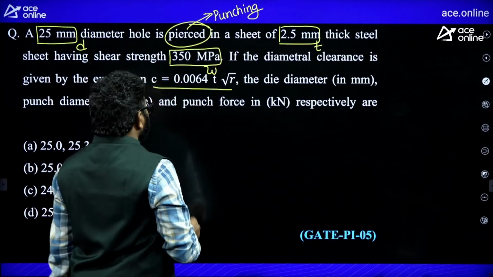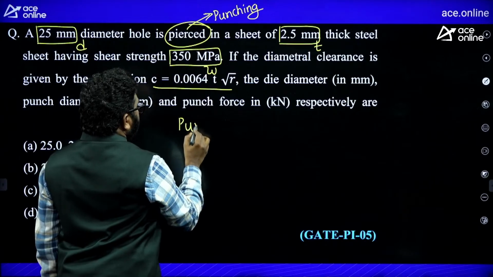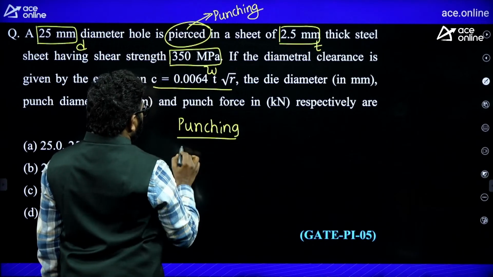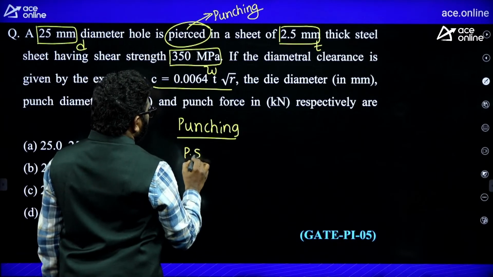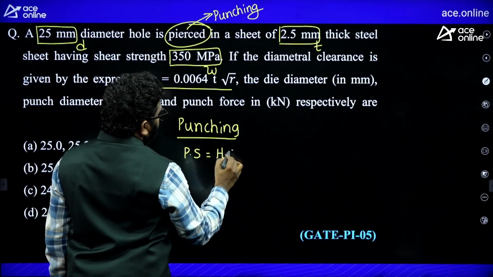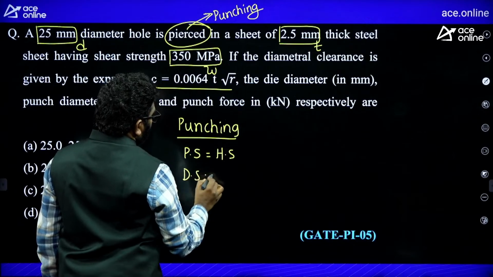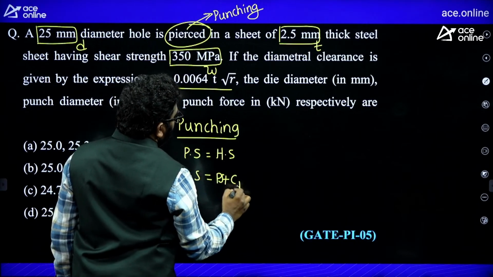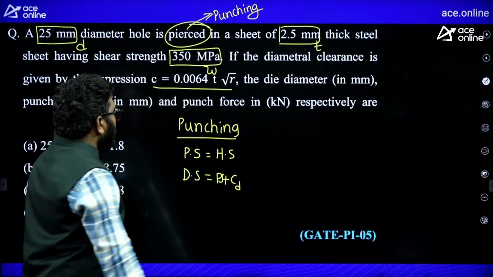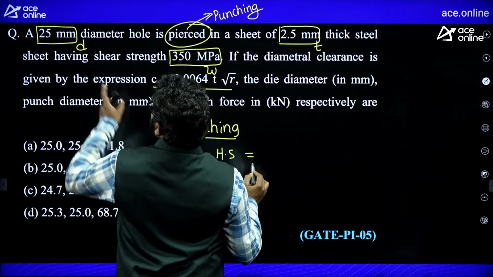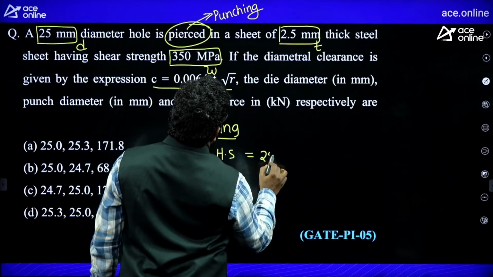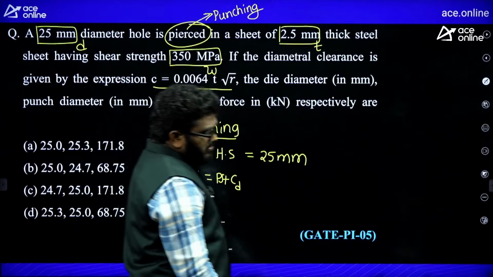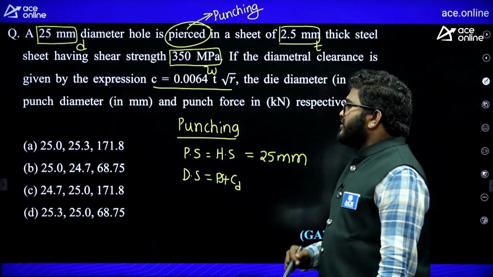In case of punching, remember, clearance is provided on a die. So punch size is equal to hole size. Die size is equal to punch size plus diametrical clearance. So punch size is equal to hole size, that is 25 mm. So die size must be greater than 25 mm. Simple. Now check the options.